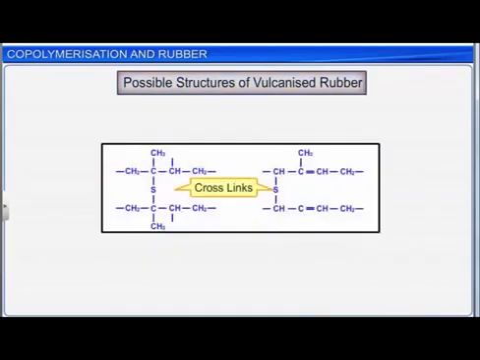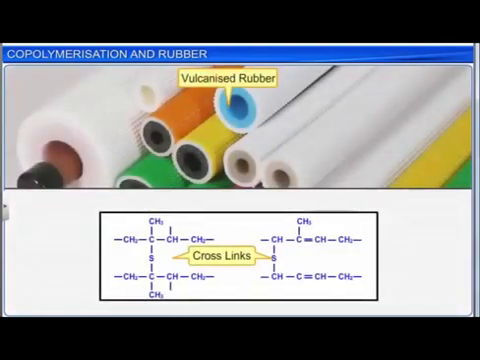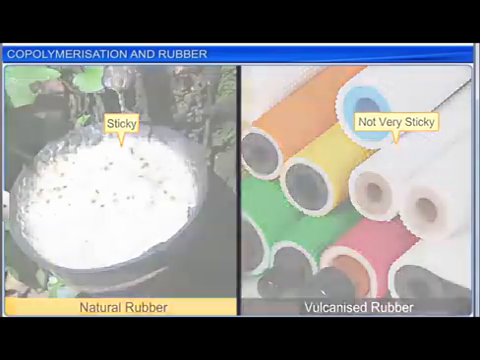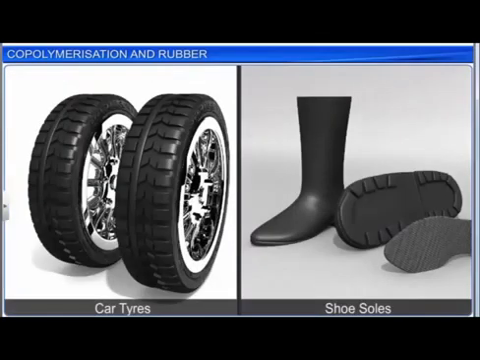Notice the sulfur cross-links between the chains. The vulcanization process is generally irreversible. The cross-links help vulcanized rubber to maintain its shape when stretched. Vulcanized rubber is not very sticky, unlike natural rubber. Vulcanized rubber has high tensile strength and is usable over a wide temperature range. It is also resistant to abrasion. Vulcanized rubber has many uses. Perhaps its best known uses are car tires and shoe soles.